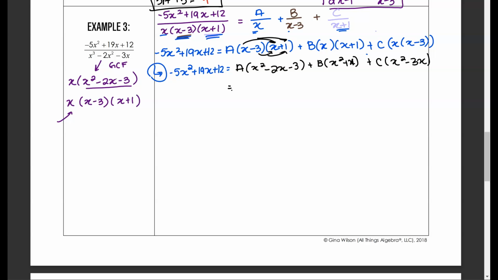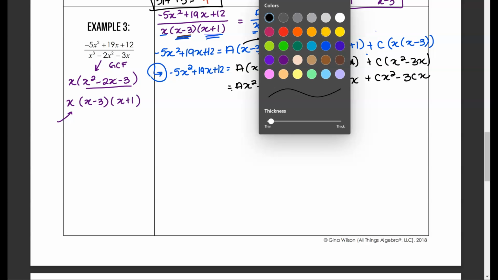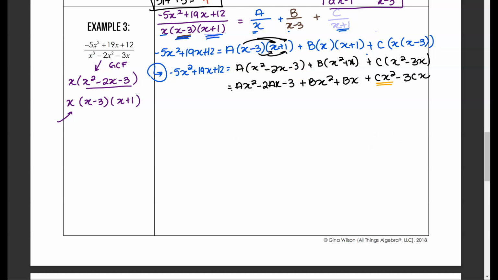All right, so now let's multiply our letters through. So we end up with ax squared minus 2ax minus 3 plus bx squared plus bx plus cx squared minus 3cx. Okay, so we should have something like that. Now let's go ahead and combine our like terms. We're going to combine all of our x squares. I have an x squared here, I have an x squared here, and I have an x squared here. So this is going to tell me that I'm going to end up with ax squared plus bx squared plus cx squared.